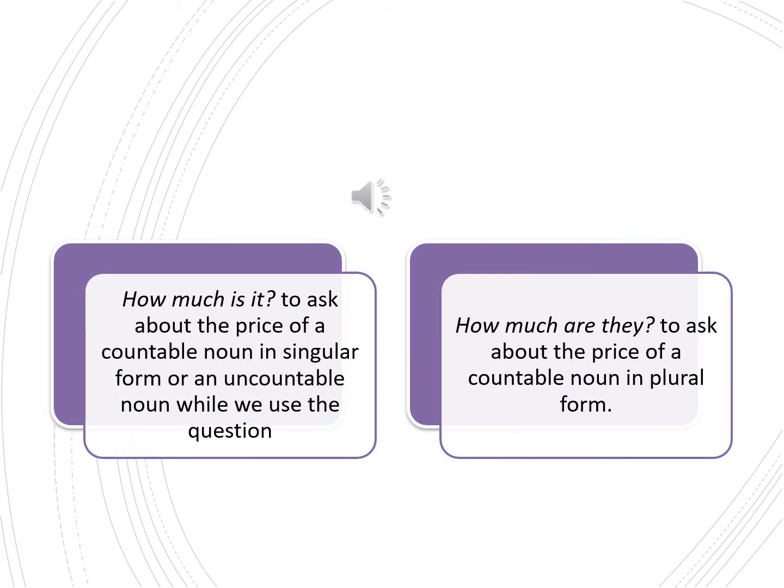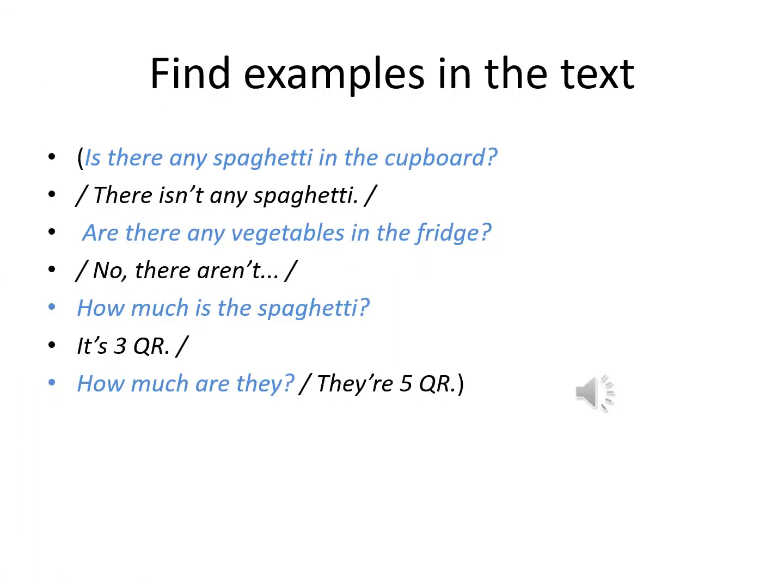How much is it? We use how much is it to ask about the price of countable nouns in singular form or an uncountable noun, while we use the question how much are they to ask about the price of countable nouns in plural form. For example, I can say, how much is the sugar? How much is the water? How much are they? How much are the apples? How much are the chairs? Find examples for these questions in the text on page 44.